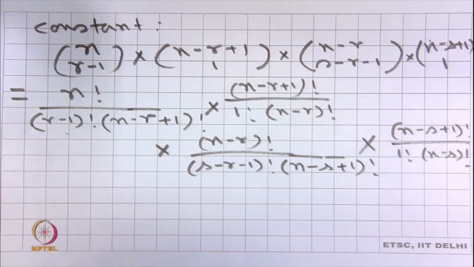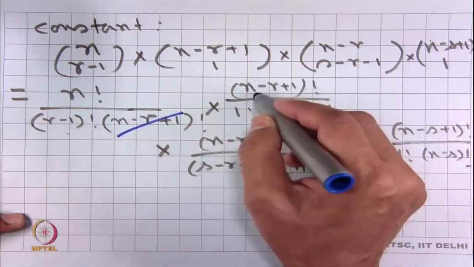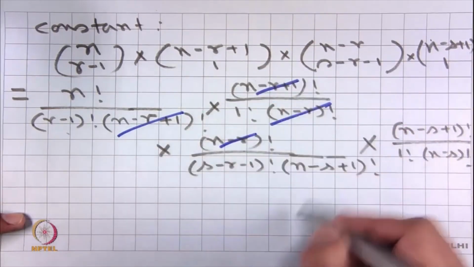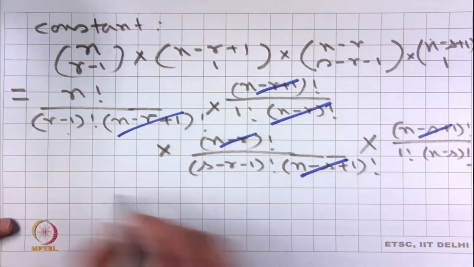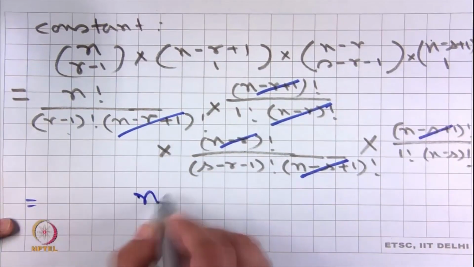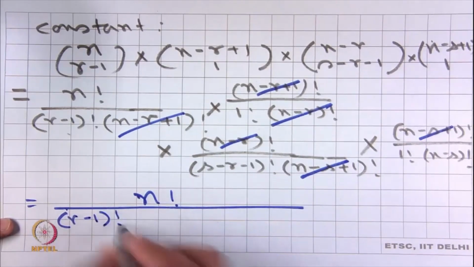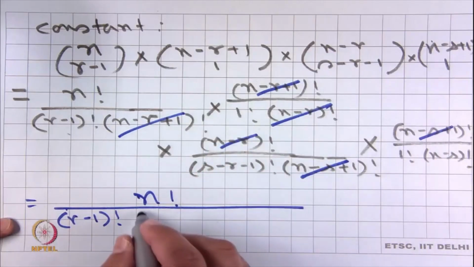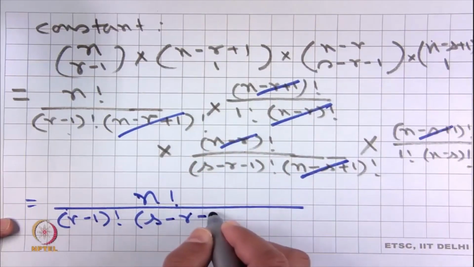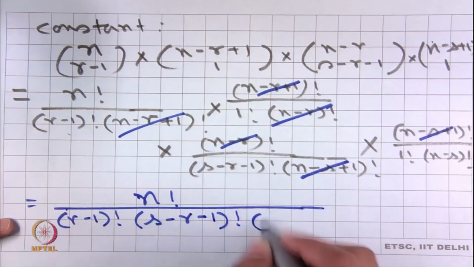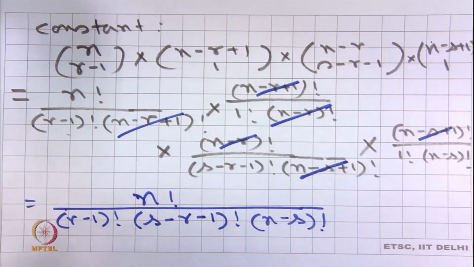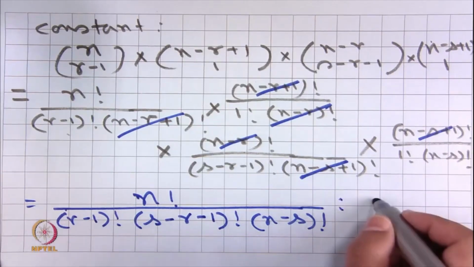It is apparently complicated, but if you understand what I am doing, it will be very clear to you. Now, what cancels out? This cancels out, this cancels out, and this cancels out. So, what is remaining is n factorial upon r minus 1 factorial, s minus r minus 1 factorial into n minus s factorial. So, this is going to be the constant term.